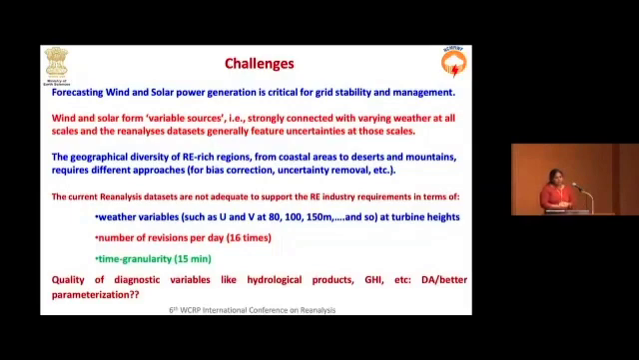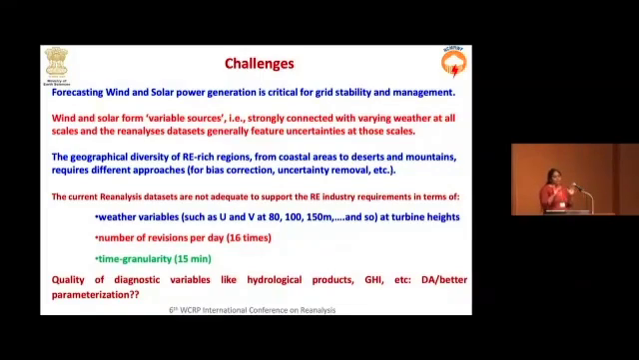So we know there are a lot of challenges. Forecasting wind and solar power generation is critical for grid stability and management. So it is very important. If we forecast the wind accurately, what I understood from our interaction with the wind energy producers is that they need to give a forecast that this much power they will be generating and transferring to the grid. If they're producing less, they are losing something, and if they're producing more, then also they are losing something, because the extra energy they cannot transfer to the grid. So that is going to be waste. So there should be some optimal thing.